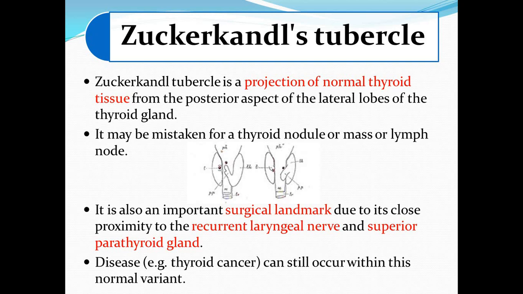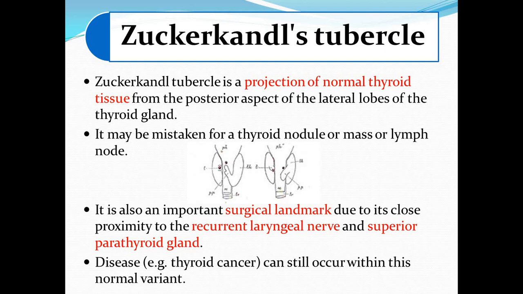We have to talk about this variation, which is the Zuckerkandl tubercle, because if the surgeon is doing any thyroidectomy or any other interventions of the thyroid, they should be aware of this variation if it existed, because of its relation to the recurrent laryngeal nerve and superior parathyroid gland. So they don't cause any injury to these important structures.